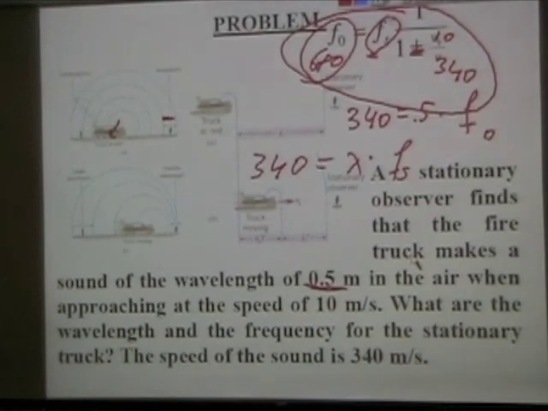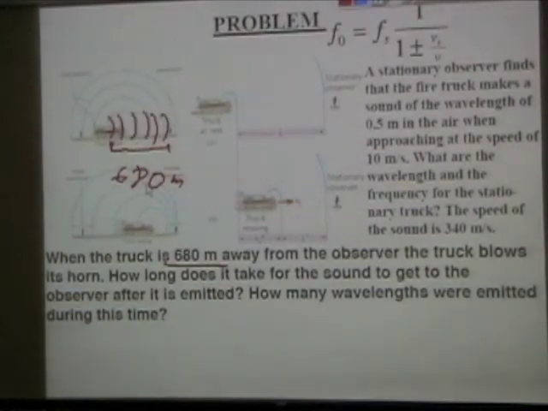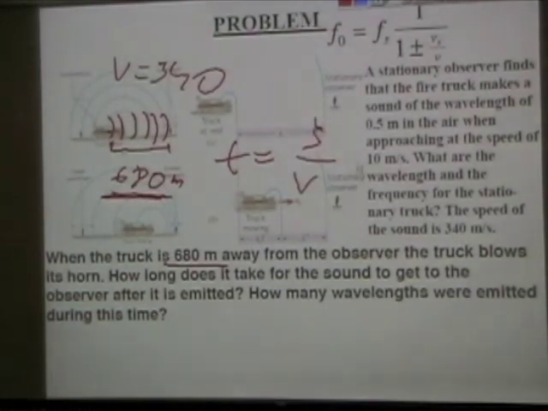And of course, we could also ask, if the distance between the truck and observer is 680 in this situation, how much time would it take for the pulse to reach the observer? Well, again, in this situation, so 680 meters, when the pulse is made, the motion of the source doesn't matter anymore. The pulse just keeps traveling, so it travels this distance, and the speed of the sound relative to the observer equals the speed of the sound relative to the ground, 340. So to calculate the time, we just have to calculate the distance divided by speed, which is 680 over 340, well, 2 seconds.